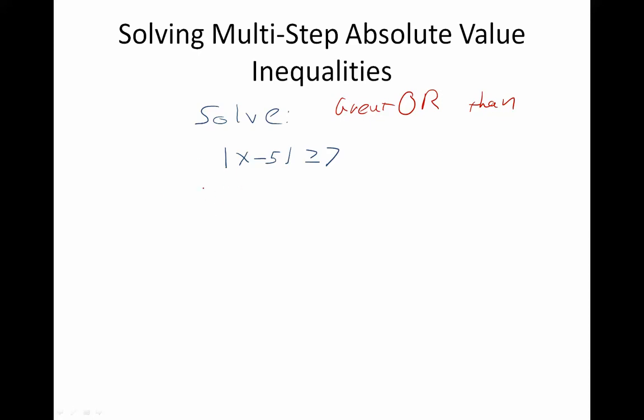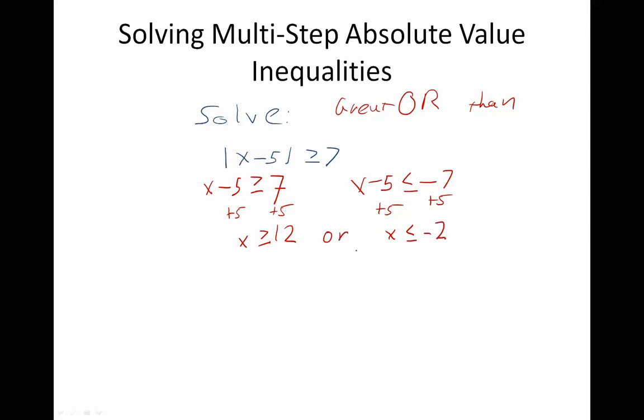So we're going to split this up. x minus 5 is greater than or equal to 7. The other equation we create, x minus 5, I'm changing the inequality sign, and I'm changing the sign of the 7 to be -7. Now we solve each one. Plus 5, plus 5, this is x is greater than or equal to 12. Plus 5, plus 5, this is x is less than or equal to -2.